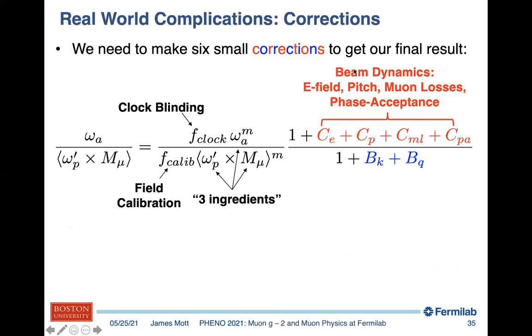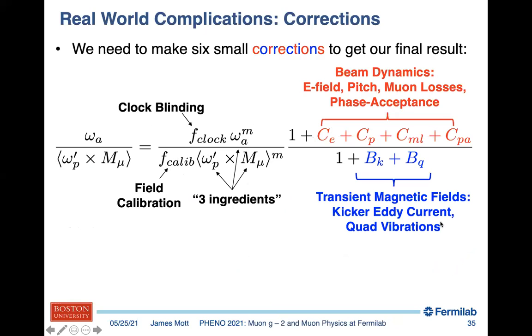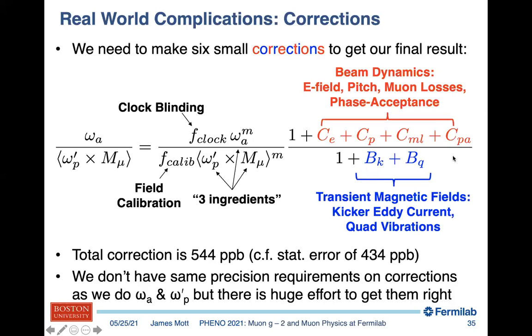So these are well known and well understood. And they affect the measurement of the precession frequency, so they go in the numerator. And then we also have these transient magnetic fields, which are fields that are present when the muons are inside the ring, but aren't present on average when we're taking our NMR measurements. So we have to correct for those too. And you might get worried at this point and think, gosh, now you've got 6 numbers that you need to know to ppb level precision. But the experiment's been well designed, so the total correction of all these together is only 544 parts per billion, and we should compare that with a statistical error of 434.